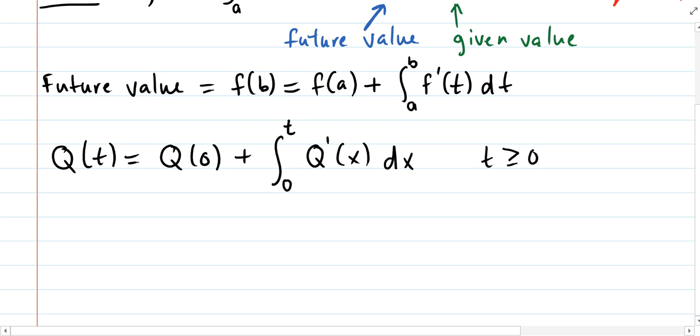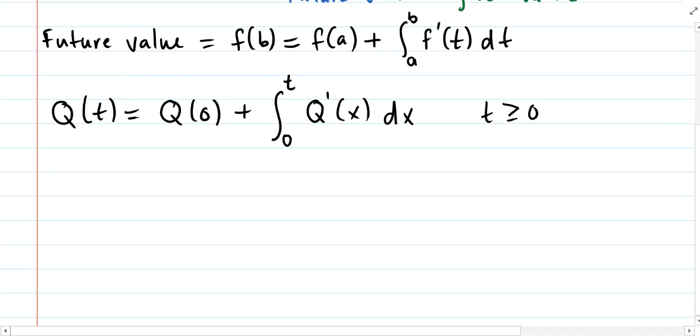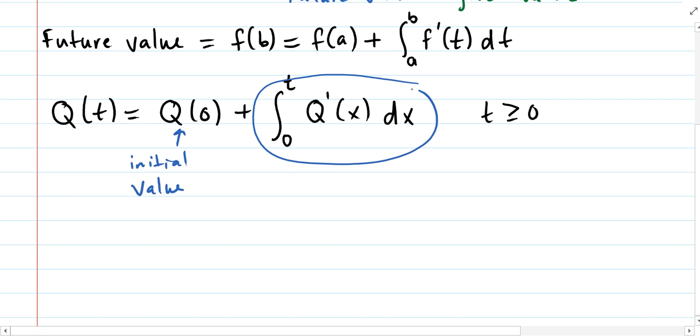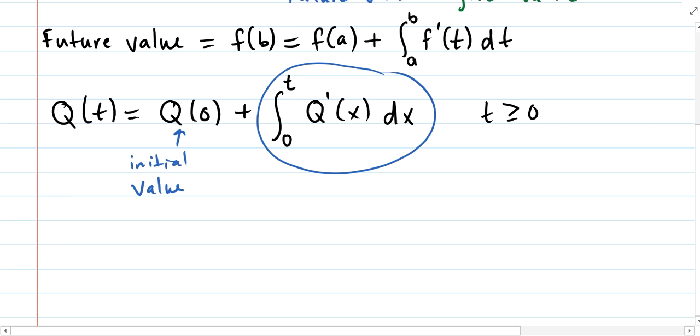And then what's going on is we're taking that initial value they gave us, and we're adding this net change in Q. Now notice I left the T in there. If they give you a specific value they want you to go to, you would put it in.